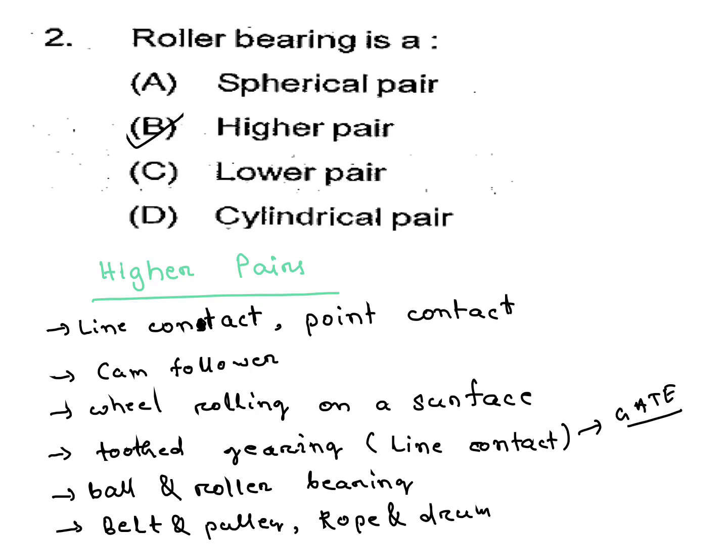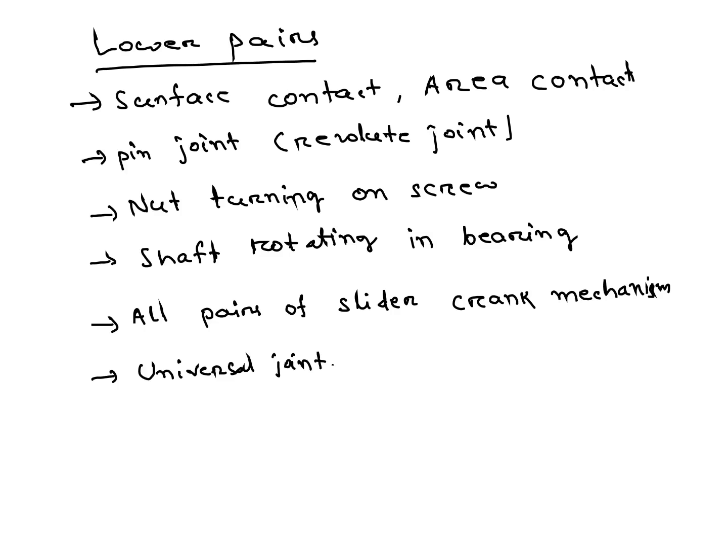Then for a lower pair there exists surface contact or area contact. Examples are a pin joint, or we can call it a revolute joint, a nut turning on a screw, a shaft rotating in a bearing, and all pairs of a slider crank mechanism. This is also asked in IES. And the universal joint, this one is also asked in IES. Nut turning on a screw, this one is also asked. So all options are important.